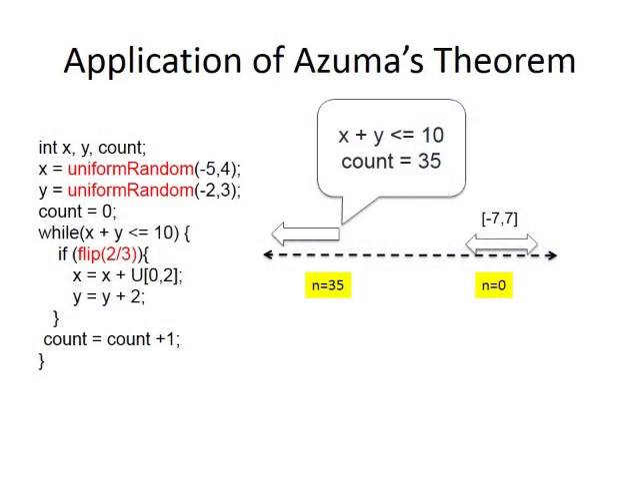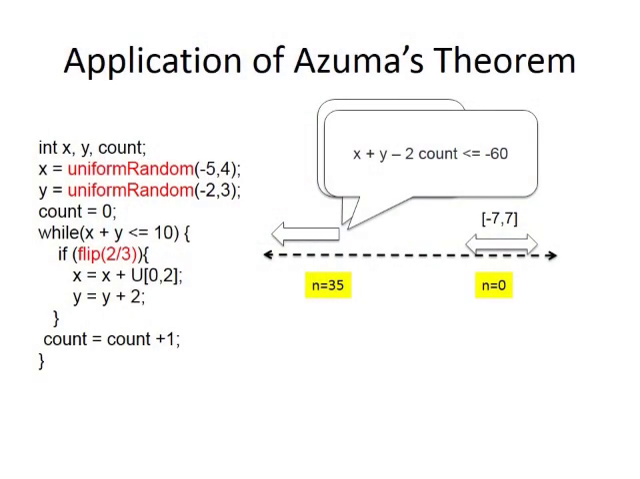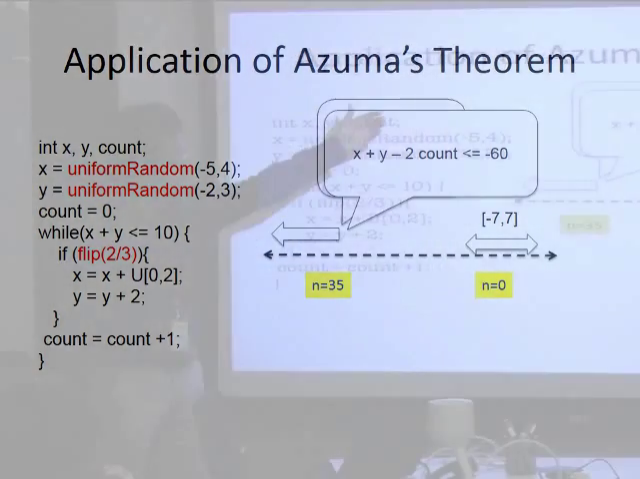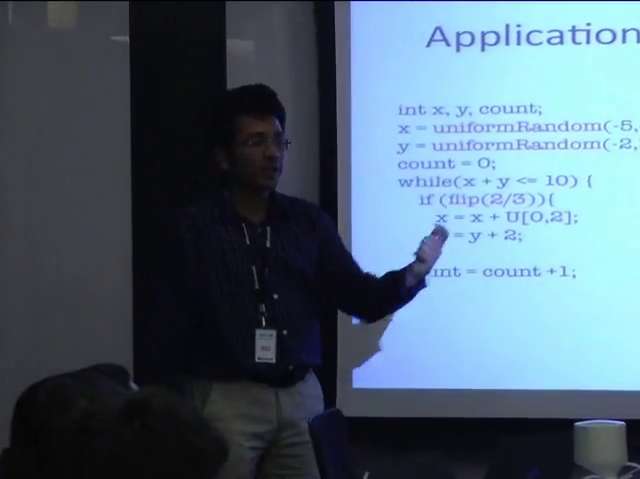Why is that? You can use Farkas lemma. X plus y less than equal to 10. 2 times count equals 70. Then this is less than equal minus 6. It's a standard move that you can make, and you can say together they imply this bound on the martingale expression, because that's the expression that you can work with.